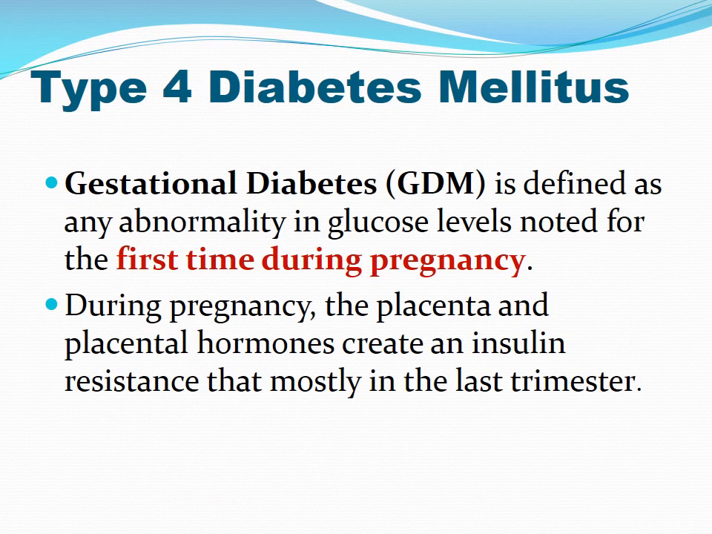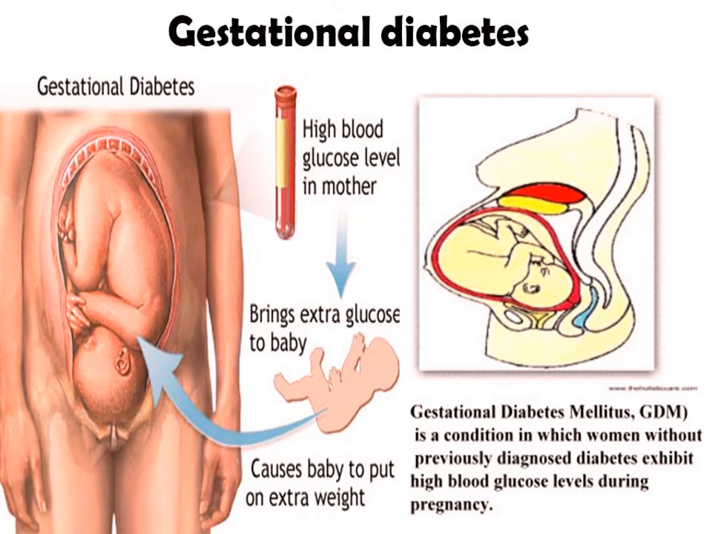Type 4 diabetes mellitus is known as gestational diabetes, which occurs during pregnancy or is seen first time during pregnancy. During pregnancy, placenta and placental hormones create an insulin resistance that occurs mostly in the last trimester. In gestational diabetes, there is high blood glucose level in the mother, which will cause the baby to put on extra weight.